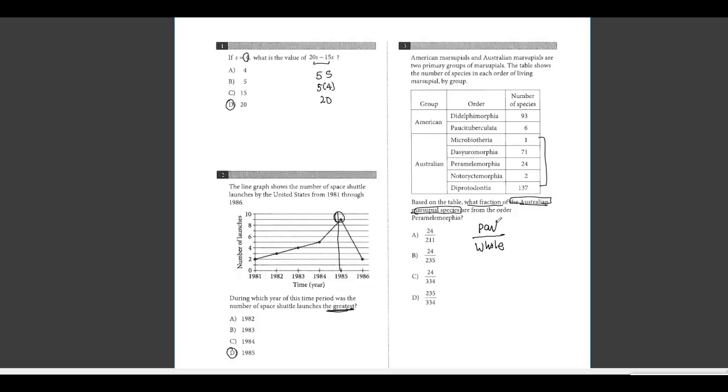Part. That is a fraction. Whole is how much? This one is 72, this one, this one, 235. When you add these up, you get 235. So which one is the part? This one, here, right? 24. This is the part, so 24 over 235 is the answer. Okay, choice B is the answer.